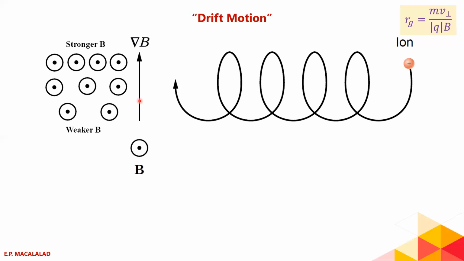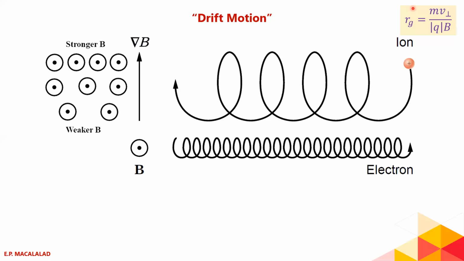Now, what happens if we have an electron? Because of the dependence of the direction of the magnetic force on the sign of the charge, the electron will gyrate in the opposite direction, and it will also drift in the opposite direction.